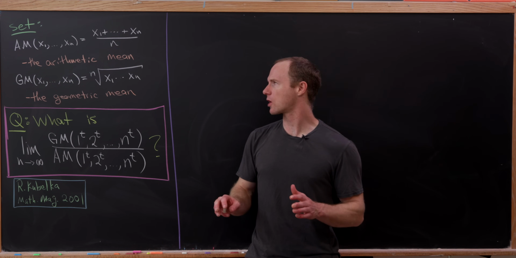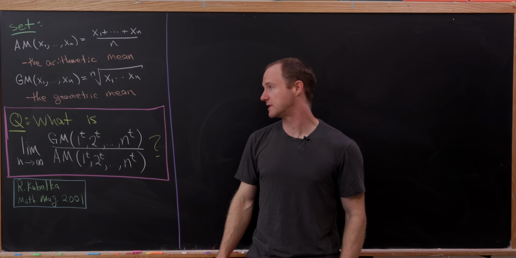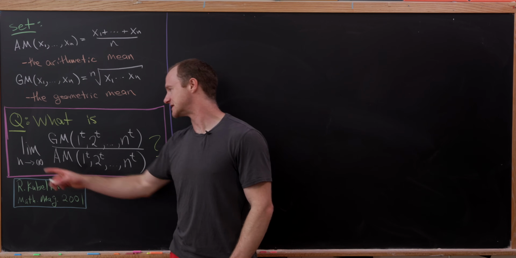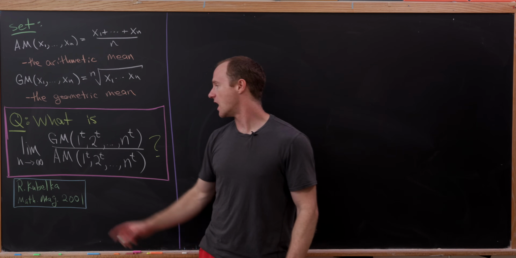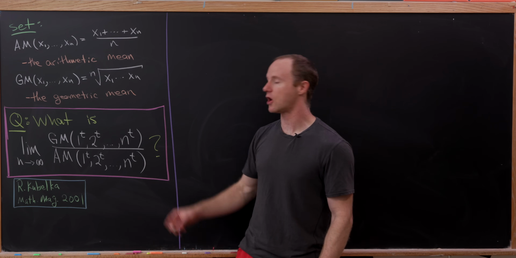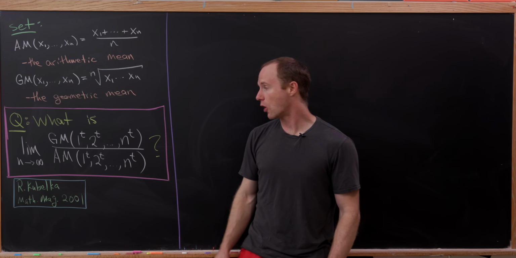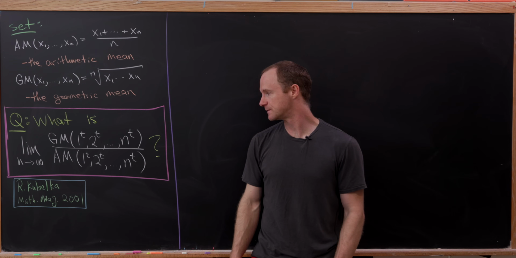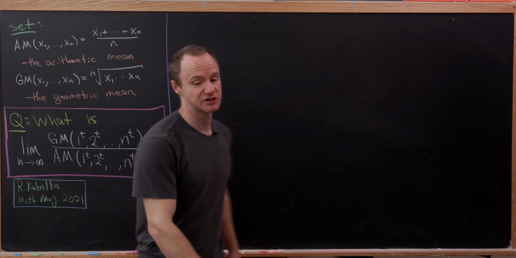And so now that we've recalled the arithmetic and geometric mean, what is our goal? Well, we'd like to determine the limit as n goes to infinity of the geometric mean of 1 to the t, 2 to the t, all the way up to n to the t, over the arithmetic mean of the same set. Okay, so let's jump into it.